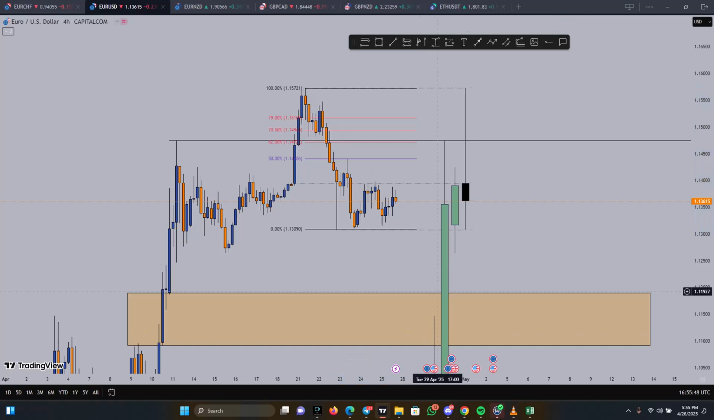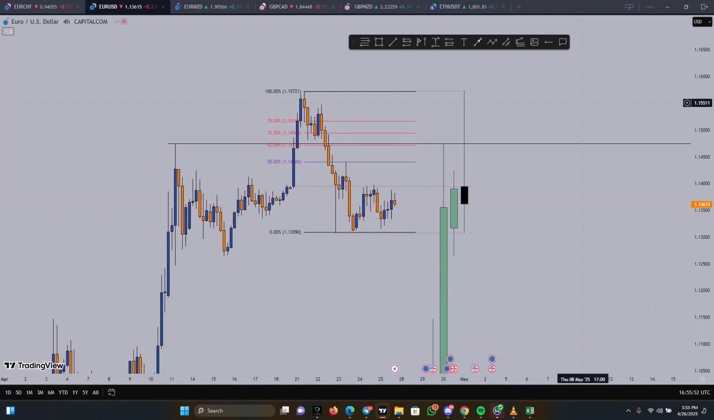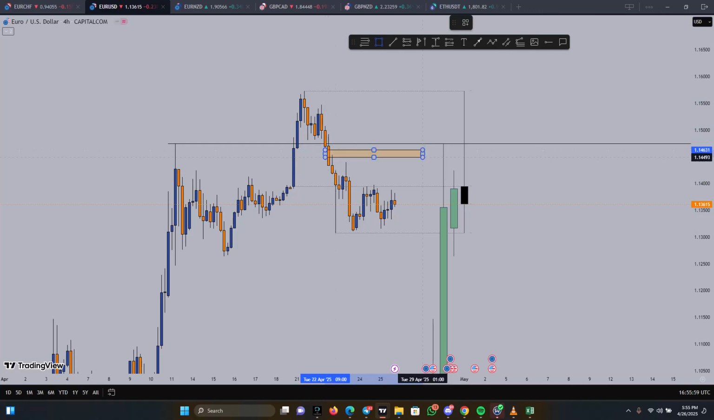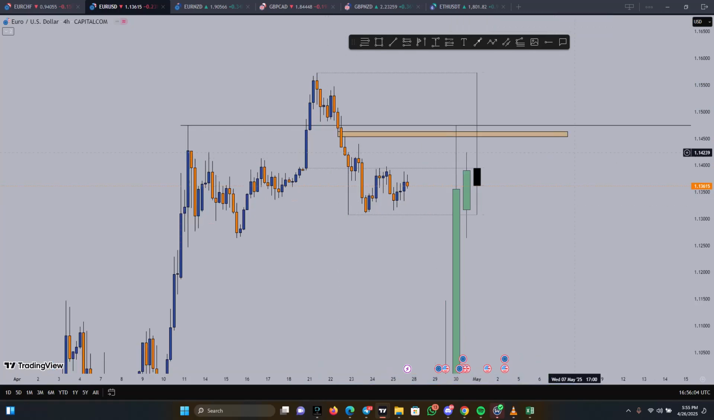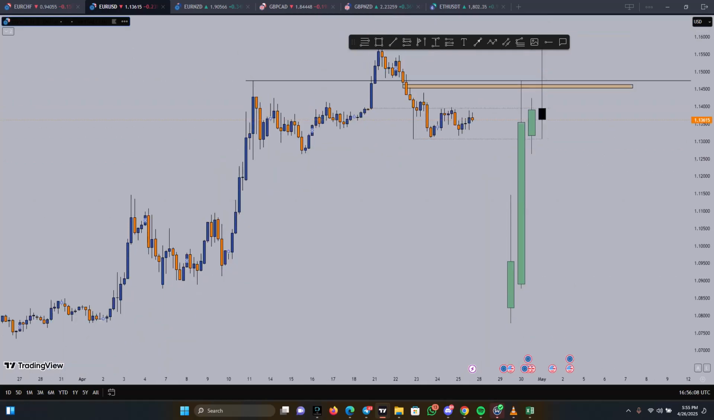So now, what will I do? Since I'm on the 4-hour time frame, what will I pick? I will pick this FG here. It's unused. Yes, I'm picking this FG here. It's unused. And my take profit should be this area here.